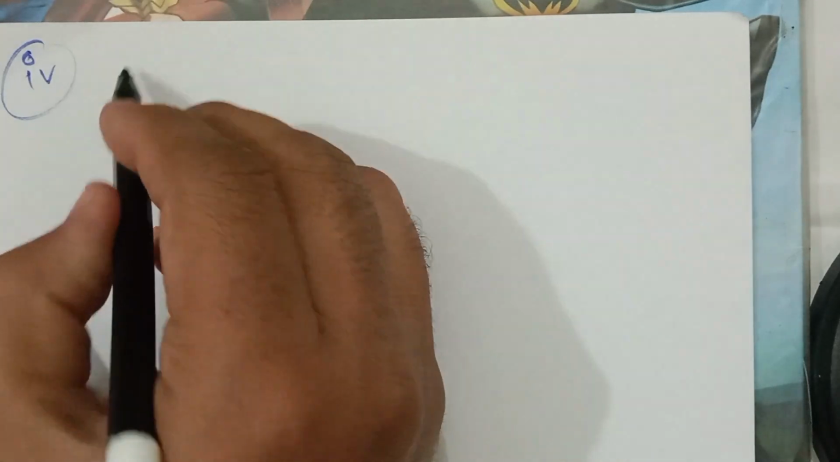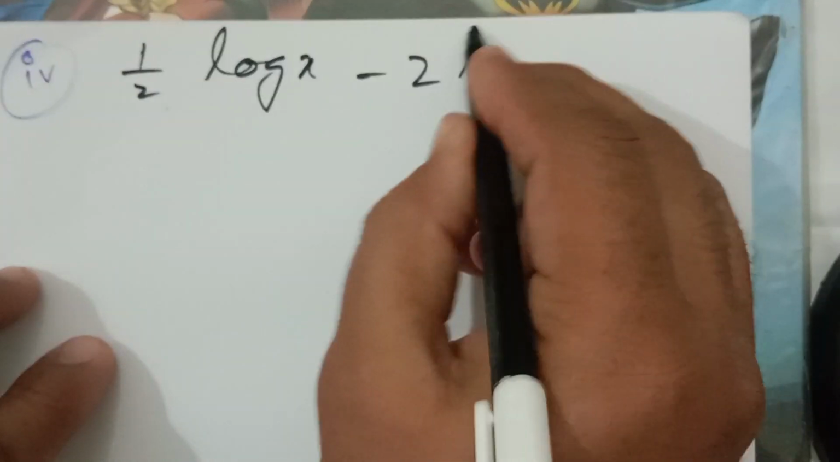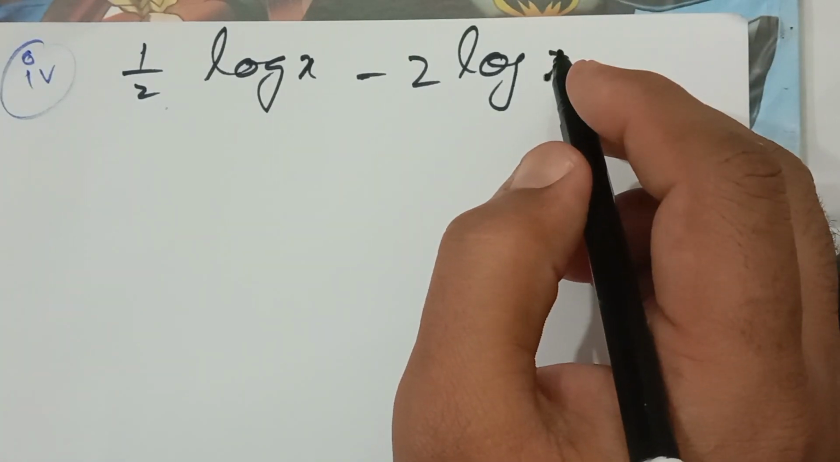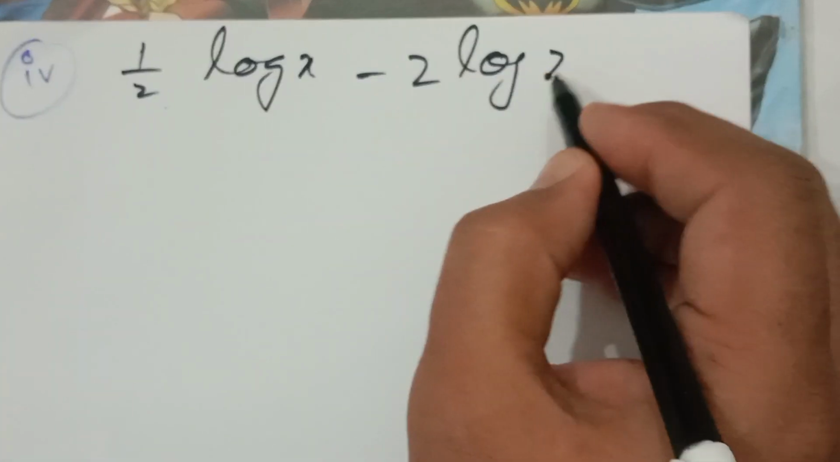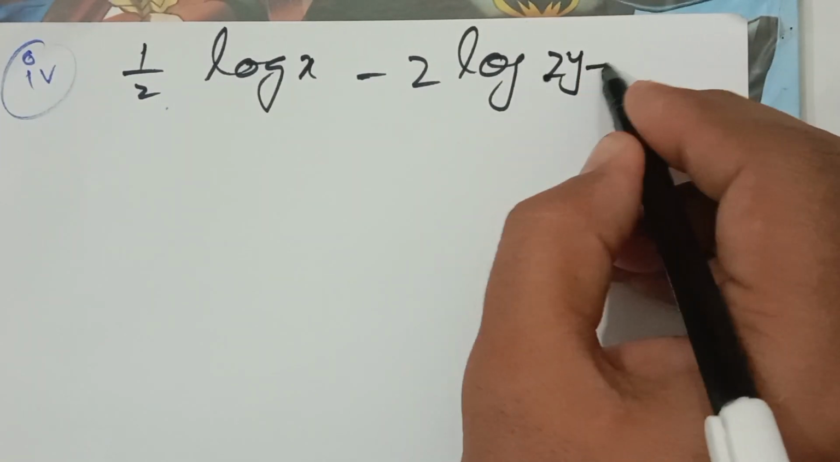Next question. The fourth question: if we have 1 over 2 times log of x minus 2 log of 2y plus 3 log of z.